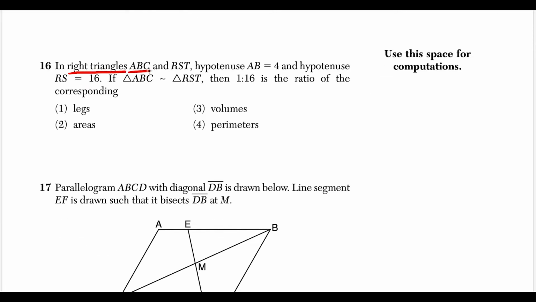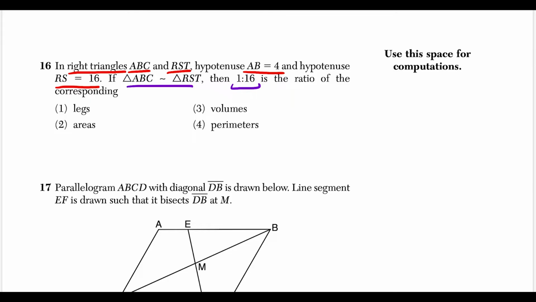Question 16 is a little bit tricky. We have right triangles ABC and RST. We have the hypotenuse AB equals 4 and the hypotenuse RS equals 16. And now we're told that the two triangles are similar, and we want to talk about this ratio. The 1 to 16 ratio is the ratio of the corresponding blank.